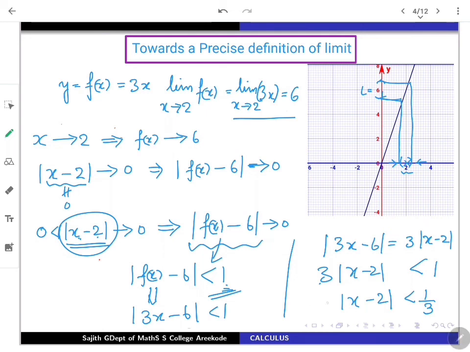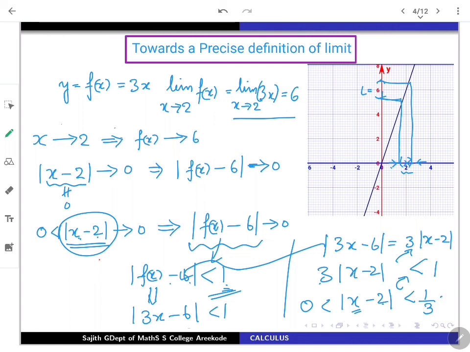So you can recap it. Suppose I am making mod x minus 2 less than 1 by 3. That is, those points x in the domain for which the distance from 2, either from right or from left, is less than 1 by 3. Then ideally I will be getting f of x minus 6 less than 1. Just substituting back, it will give this tolerance level. So if I am making this condition 0 less than mod x minus 2 less than 1 by 3, I will definitely get mod f of x minus 6 less than 1.